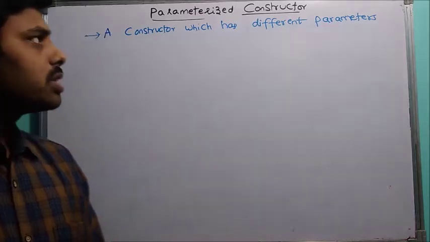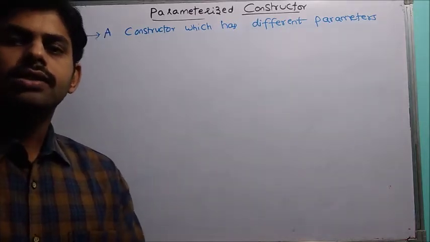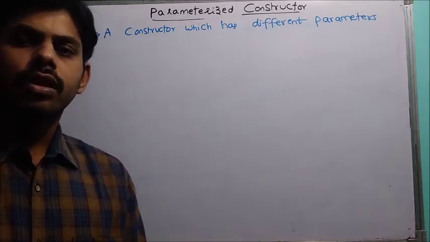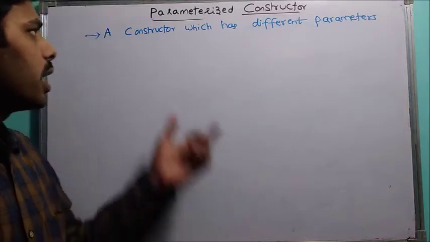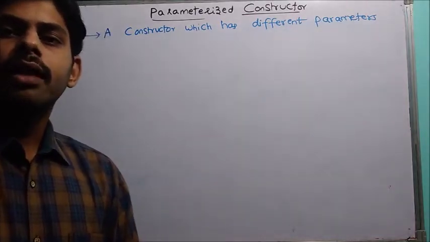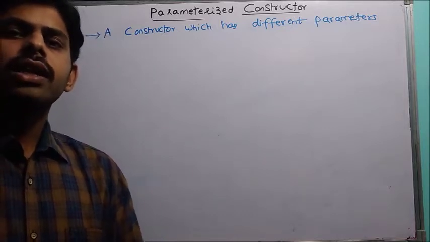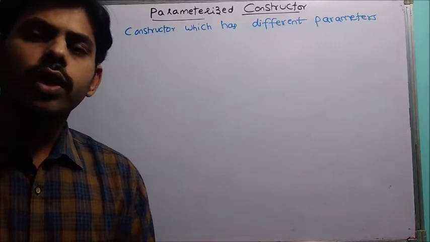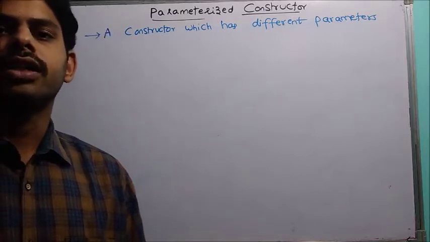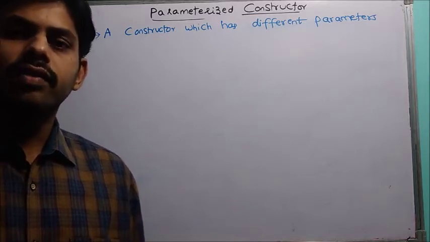And the second type is a parameterized constructor. It is also possible to pass parameters or arguments to constructors. So the definition is, a constructor which has different parameters is known as a parameterized constructor. These parameters or arguments help us to initialize the object with different values. That is the concept.